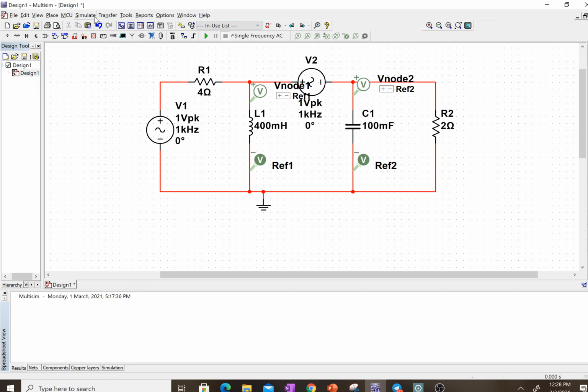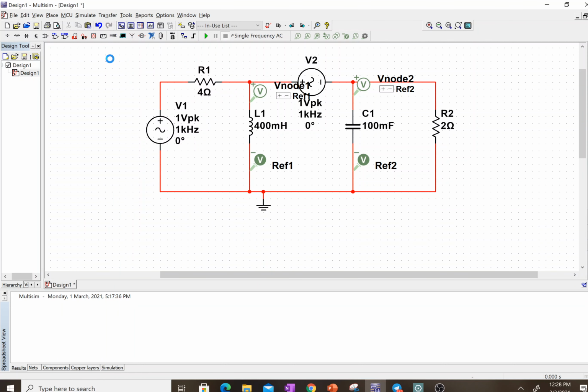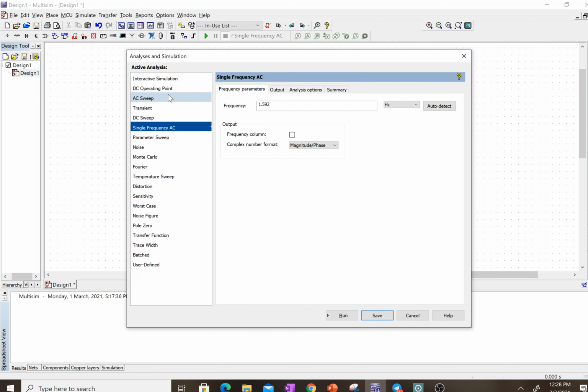Go to Simulate and select Analysis and Simulation. Here you can choose the single frequency AC, and then enter the frequency. In my case, the frequency is 1.592. For the output, you can measure in real and imaginary, or magnitude and angle. We are going to measure in phasor domain, polar form, so select magnitude and phase.